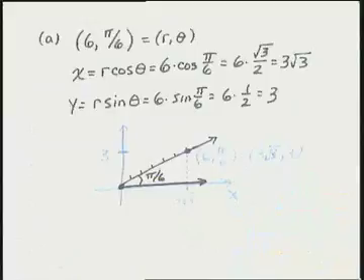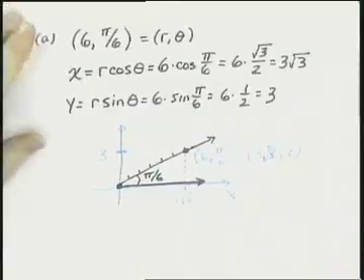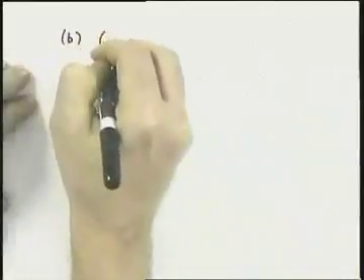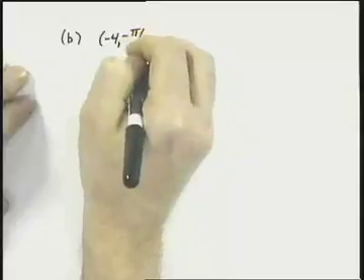Let's do one more example where I'm given the point -4 comma negative pi over 4.